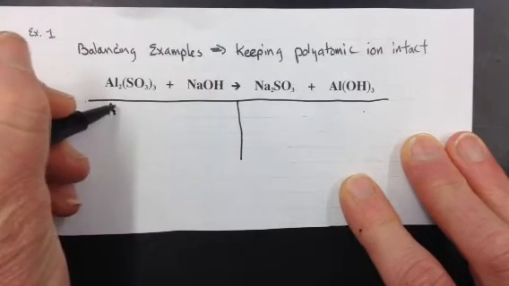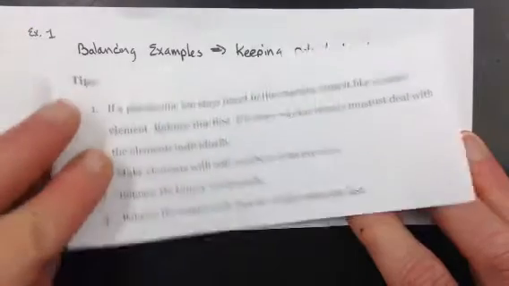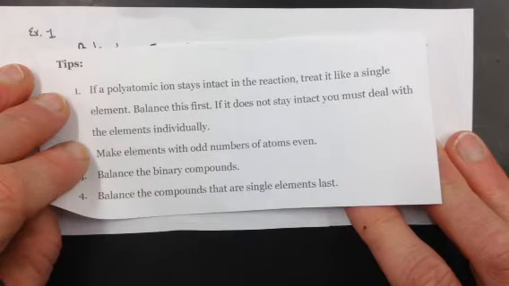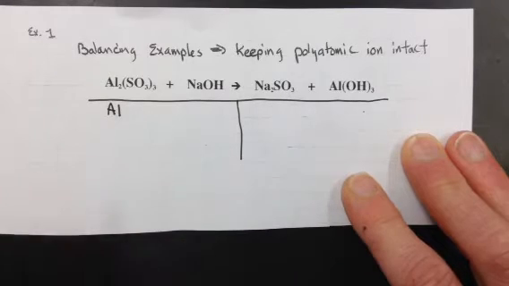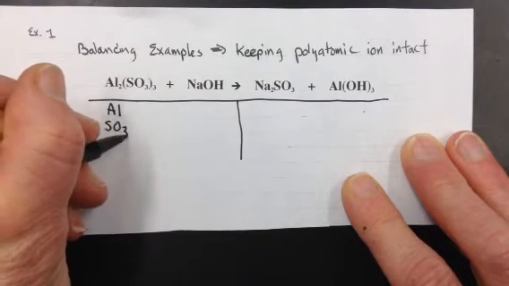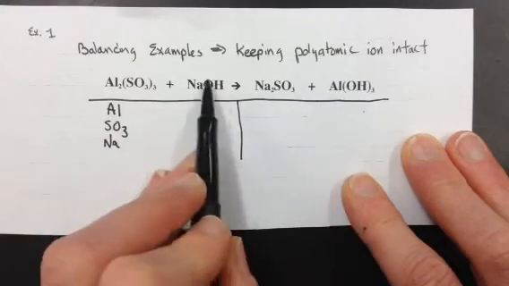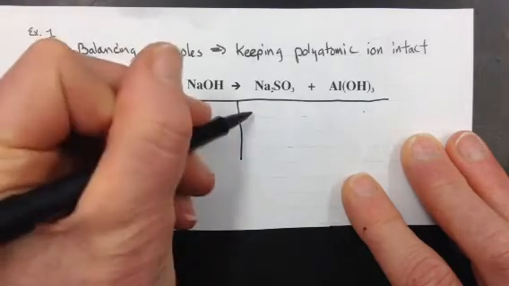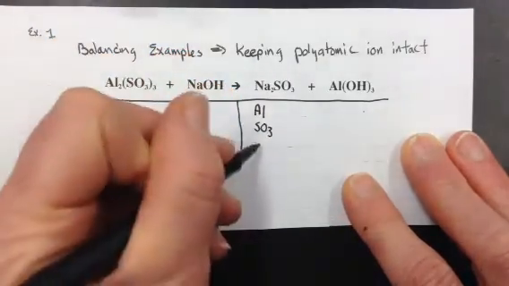I'm going to list aluminum, and the first thing I hit is a polyatomic ion, or sulfite. Well, my tips say if a polyatomic ion stays intact, treat it like a single element. Balance this first. Let's see if it stays intact. A sulfite here, SO3 sulfite here, we can treat it like it's one atom. I go to Na next, and I have OH, the hydroxide, and that stays intact. It wasn't broken up. So now I'm going to list them on the other side in the same exact order. That will help us with our record keeping.